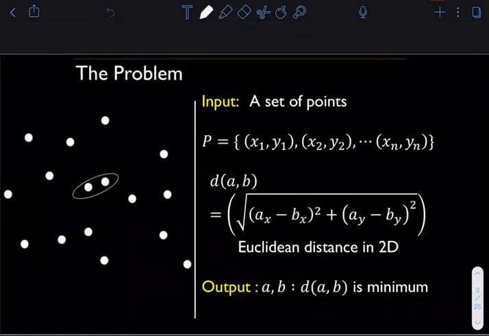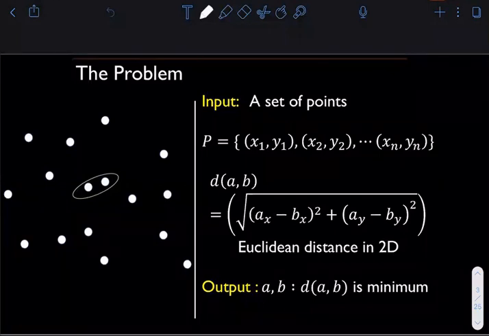let's say in a two-dimensional plane, I'm given a bunch of points. When I'm talking about a two-dimensional plane, I mean that every point is specified by two coordinates, one the x coordinate and the other the y coordinate. I'm also given a distance function. Since it's the Euclidean plane, I'm talking here about the Euclidean distance between two points, which is given by this expression. I hope all of us are aware of that. And now the goal is simply to return the pair of points which are closest to each other in this two-dimensional plane. Okay, as simple as that.